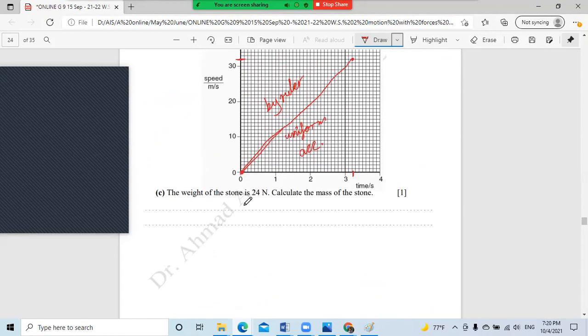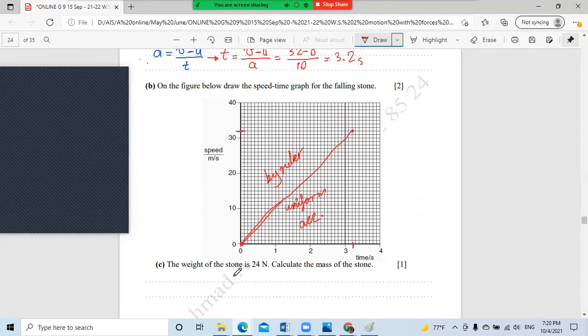Part C of this question. The weight of the stone is 24 Newton. Calculate the mass. Tell me, how much is the mass? Send it to me in the answers. How much is the mass of this stone?